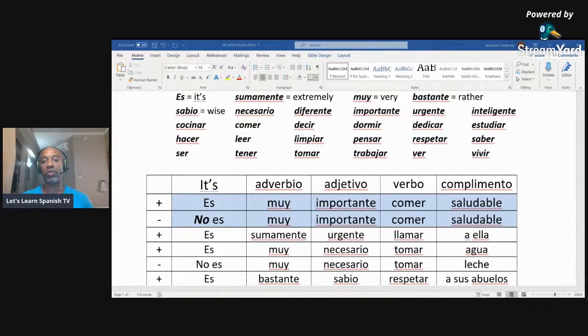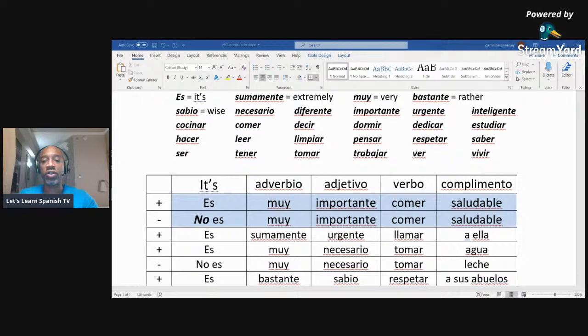Let me show you. So one student said this. I'm going to put it here in the chat. Said es muy necesario cocinar. Now, how do you add to it?